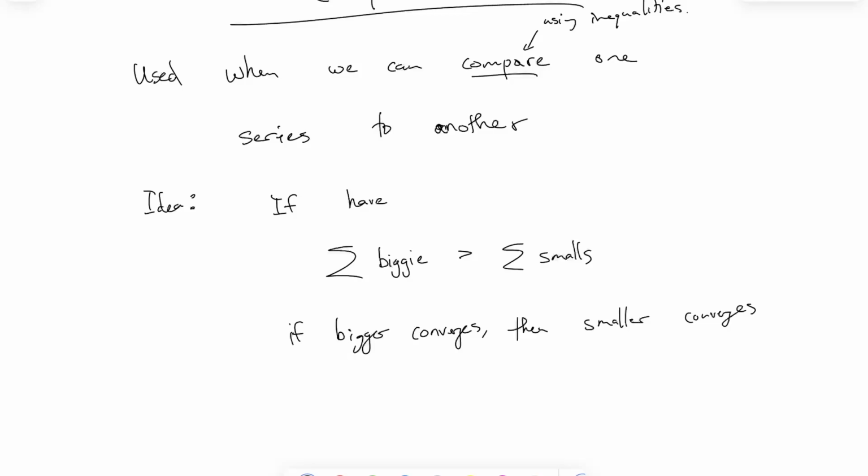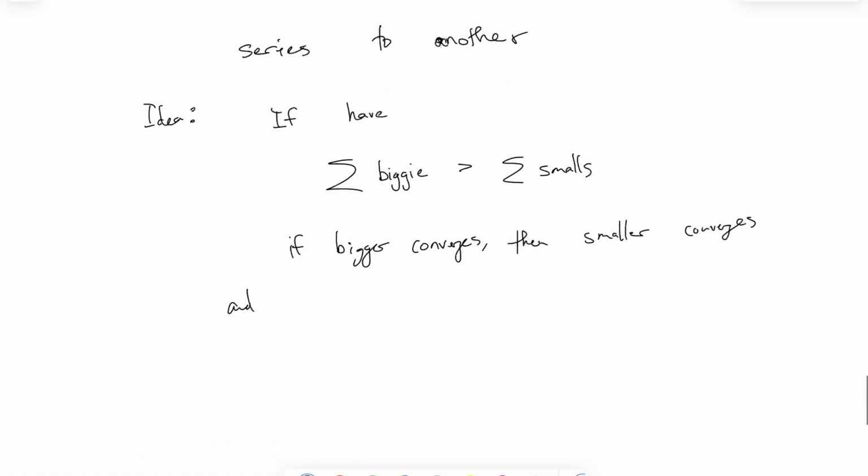And for the same reason, and you have to keep it straight. Unfortunately, this can be a little confusing sometimes. For the same reason, though, if the small one diverges, if the small one goes to infinity, then the bigger one also has to go to infinity, right? Because it's bigger than this other one. So if the bigger converges, then the smaller converges. And if the smaller diverges, then the bigger also diverges.